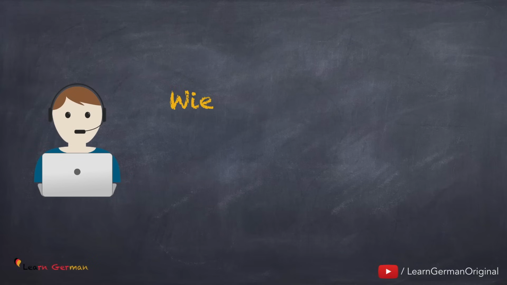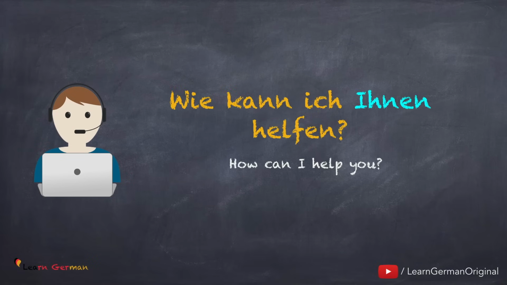Here's another example. Wie kann ich Ihnen helfen? Ich is the nominative, Ihnen is the dative object. Since helfen is a dative verb, we just take the nominative and the dative object. You can watch our video on dative Verben if you want to know which of the verbs are dative verbs.